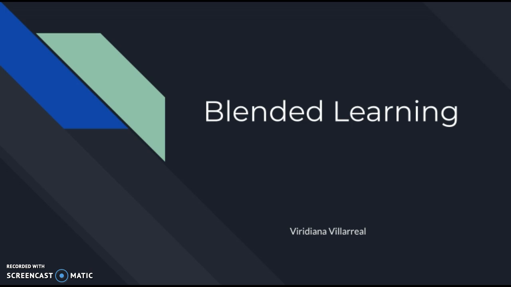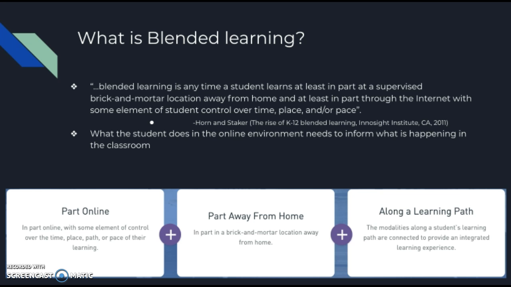So to begin with, what is blended learning? As defined by Horn and Staker's adaptive definition, blended learning is any time a student learns at least in part at a supervised brick-and-mortar location away from home and at least in part through the internet with some element of student control over time, place, and or pace.